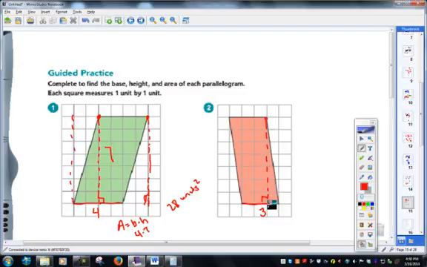And you count how many are in between there: 1, 2, 3, 4, 5, 6, 7. I know that my height is 7 of that parallelogram. Therefore, my area formula, which we write every single time, is base times height.